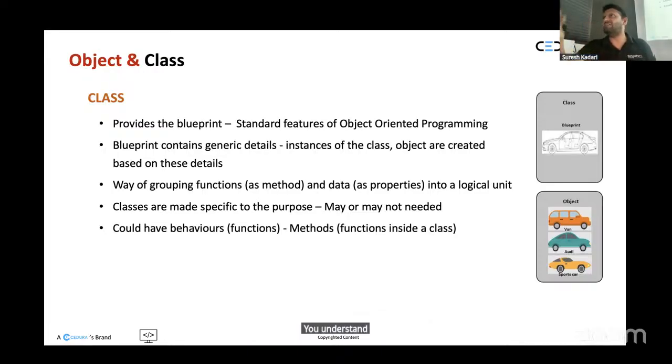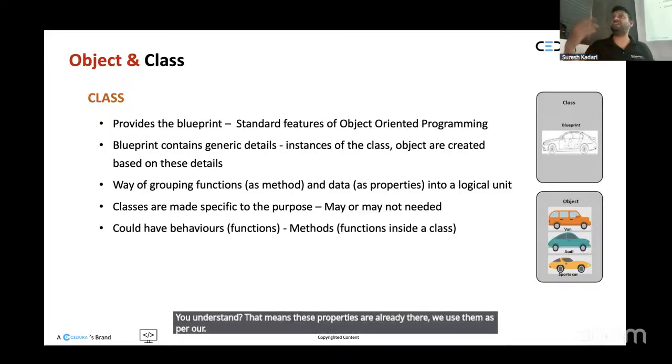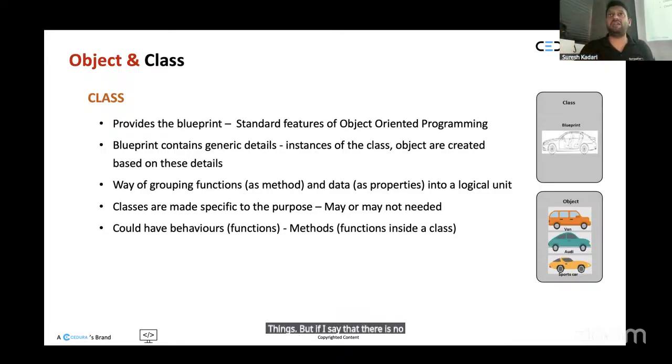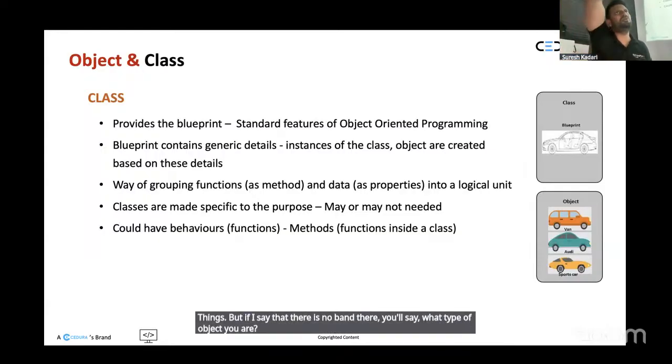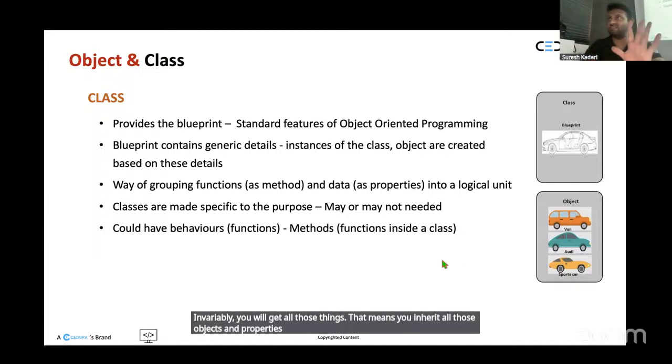You understand? That means these properties are already there. We use them as per our needs. But if I say that there is no band-aid, you will say, what type of object are you? You don't belong to the class first aid kit. A first aid kit means invariably you will get all those things. That means you inherit all those objects and properties. Clear, guys? Good.